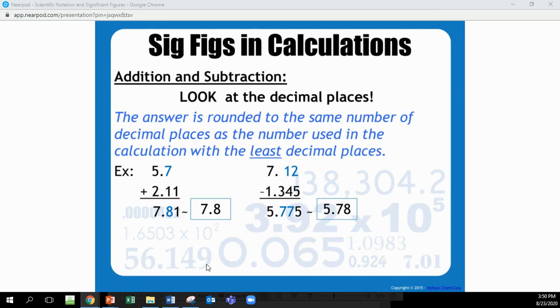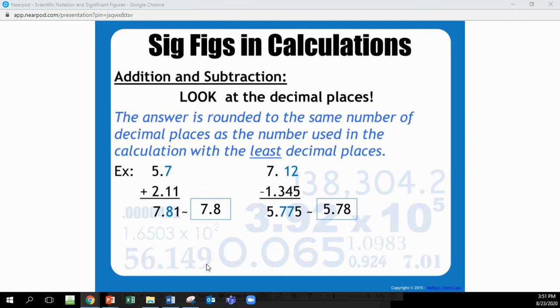So what you need to do, if you're talking about addition or subtraction, what is important for significant figures in addition or subtraction is the decimal places. How many decimal places you have. So the number that has the least number of decimal places is going to determine how many decimal places your answer should have. The one that has the least number of decimal places will determine how many decimal places your answer should have. This is for addition and subtraction only.